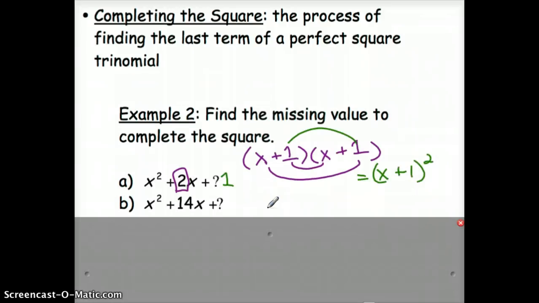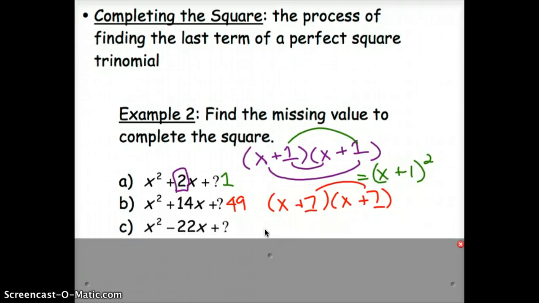x squared plus 14x plus what would be a perfect square? So I hope you can kind of visualize that to get that 14x, these are both going to have to be 7s. When I multiply them together, I'm going to get 49. This one, try it on your own. x squared minus 22x plus, so hopefully you notice they're both going to have to be minus 11, to get them to add up to negative 22. When I multiply them together, I'm going to get 121.